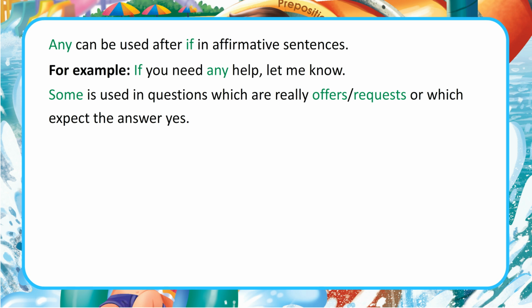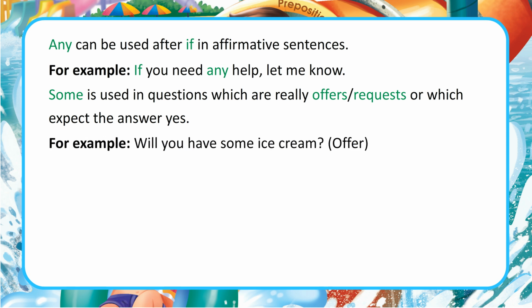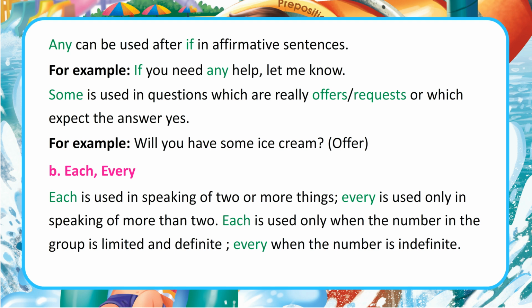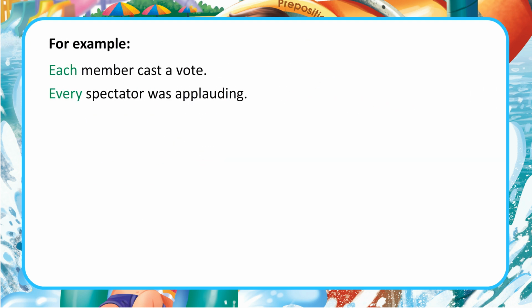Some is used in questions which are really offers or requests, or which expect the answer yes. For example, will you have some ice cream? Offer. B. Each, every. Each is used in speaking of two or more things. Every is used only in speaking of more than two. Each is used only when the number in the group is limited and definite. Every when the number is indefinite. For example, each member cast a vote. Every spectator was applauding.